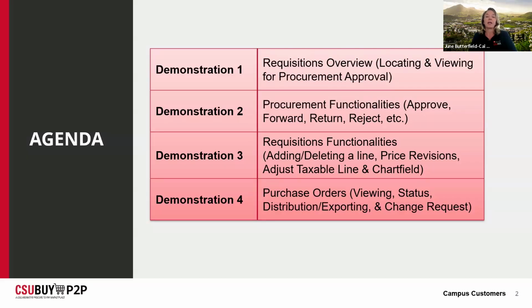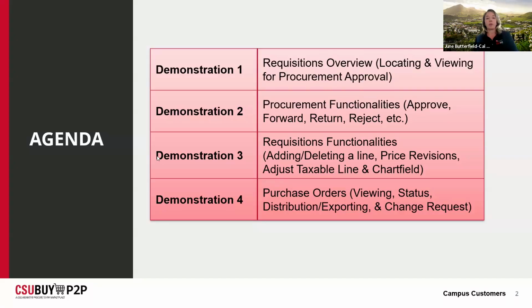And then finally, we're going to cover purchase orders. This section will focus on how to view purchase orders, check their status, manage distributions and exports, and process change requests when needed. By the end of today's session, you should have a clearer understanding of these key P2P processes. So let's go ahead and navigate into the live system.